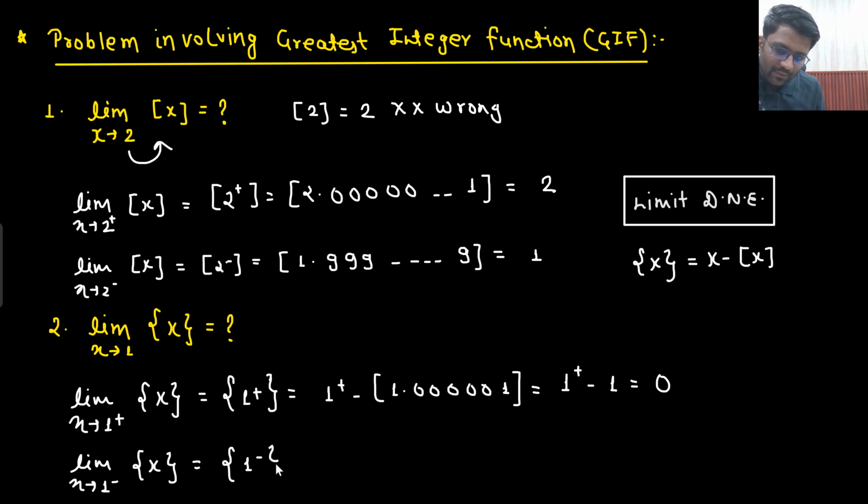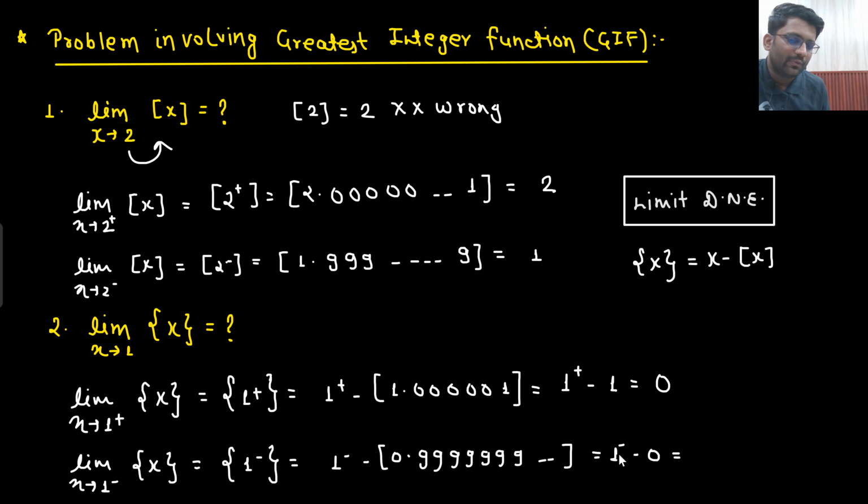Now what about limit x tending to 1 minus? So here I will put 1 minus. Now what is the meaning? 1 minus, minus the greatest integer function of a value somewhat lesser than 1. That would be 0.999999999. Right? What would the greatest integer function do? It would simply give you the lesser value.